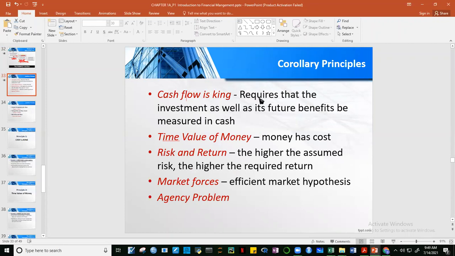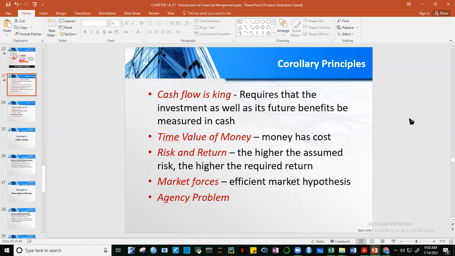Now, in addition, guys, we have corollary principles. Number one, we discussed this, cash flow is king. So for any proposed investments, we should measure it in cash, not in net income after tax, not in profits. And we already stated the reason why, because cash is what we're talking about, guys. Any financing will be cash-based. So any analysis of investment should be cash-based also.